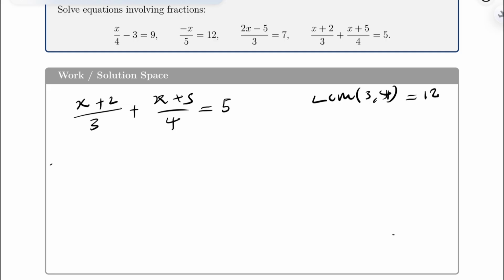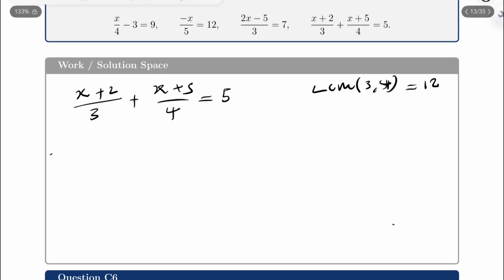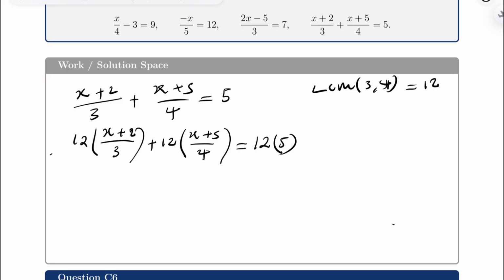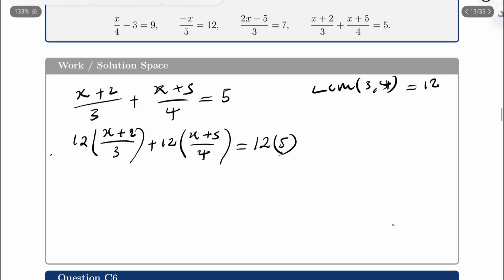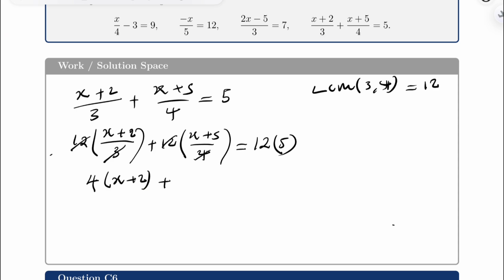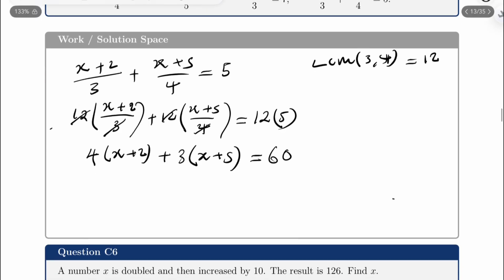So what I will do, we can multiply throughout this equation by that least common multiple. So let me go ahead and write it in this way. All right, so what I did here, I just multiplied throughout by 12. The purpose was to say this: if I say 3 into 12, I get 4. So the first expression becomes 4 multiplied by x plus 2. Then 3 into 12 is 3, so 3 multiplied by x plus 5. And then the right-hand side is just 60.